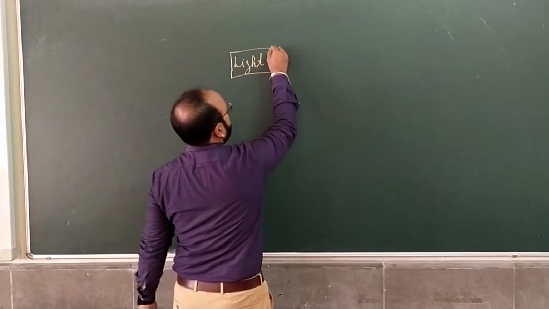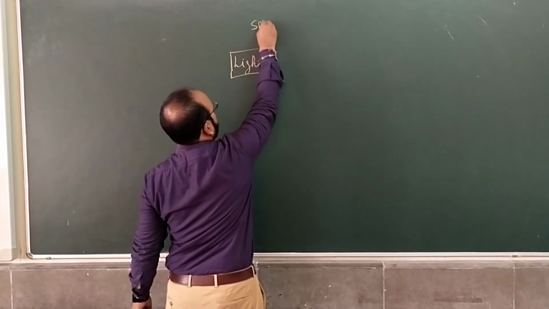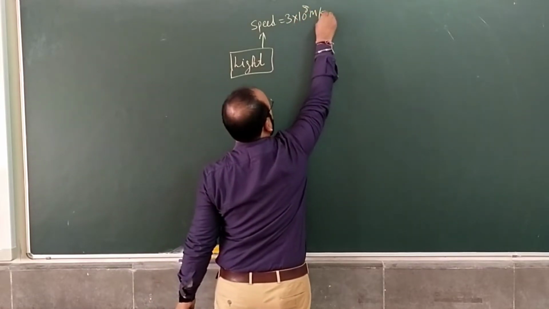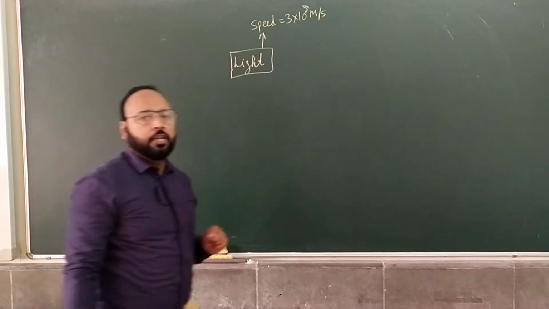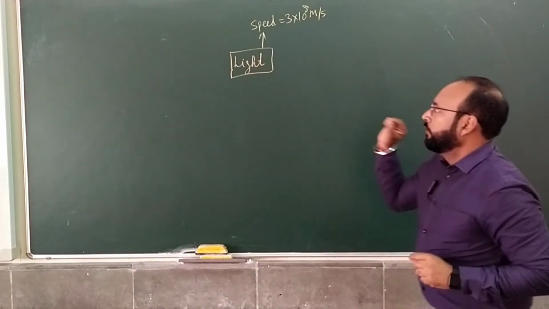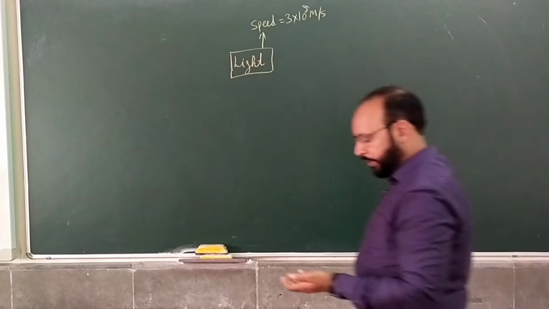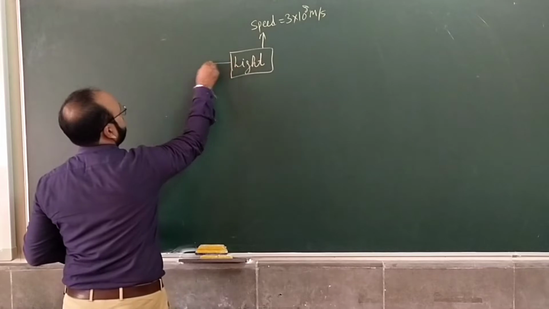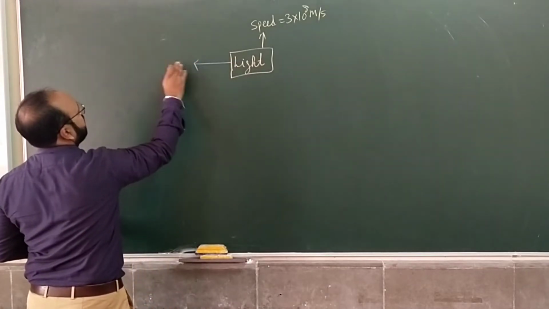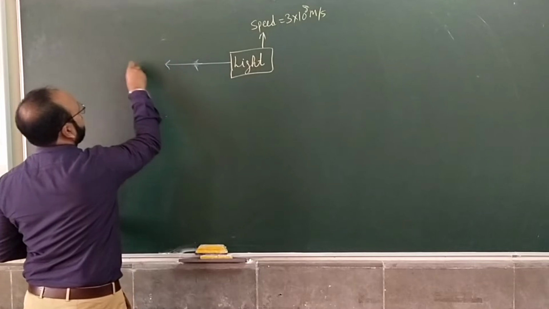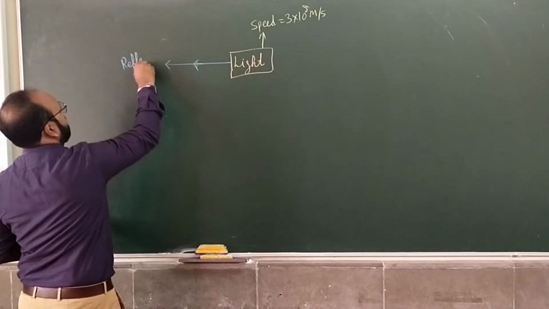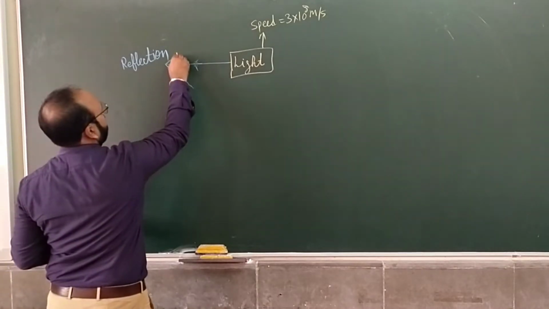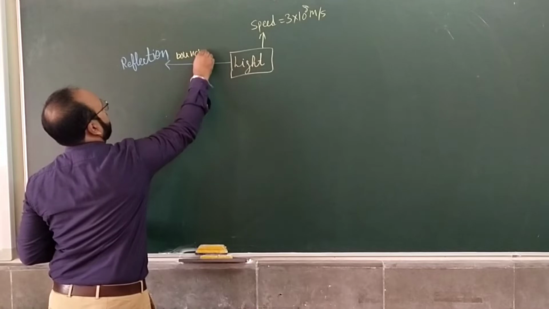And we know the speed of light: speed is equal to 3 into 10 raised to power 8 meter per second. That is the speed of light, right? Light travels with that speed. Then we discussed one very important term here, that is reflection. Reflection was what? That is bouncing back of light.